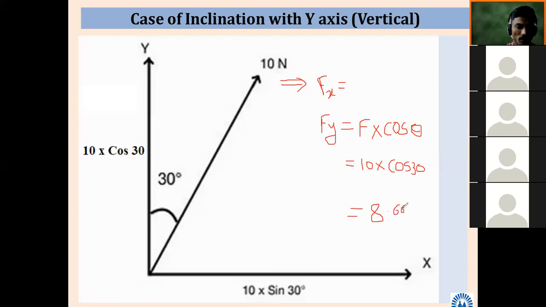What will be the unit? Kilonewton? Where are you getting kilonewton from? Newton, sir. What is the unit for the force given? Newton. So it will come as Newton. So the answer is over: Fy is equal to 8.66 Newton.